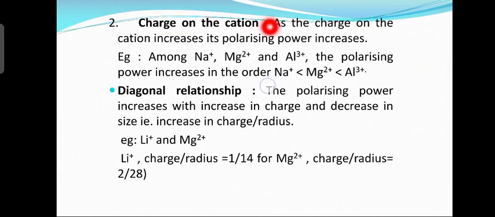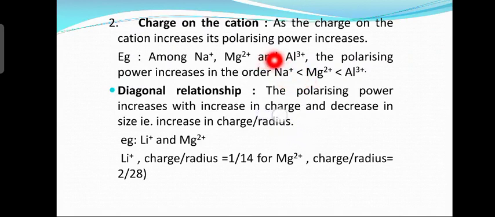Second point, charge on the cation. As the charge of the cation increases, its polarizing power increases. Example, among sodium, magnesium, aluminum, the polarizing power increases in the order sodium, magnesium, aluminum. So aluminum has the highest charge, aluminum 3 plus. Next comes magnesium 2 plus, and the least is sodium 1 plus.